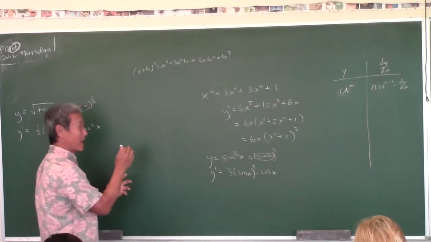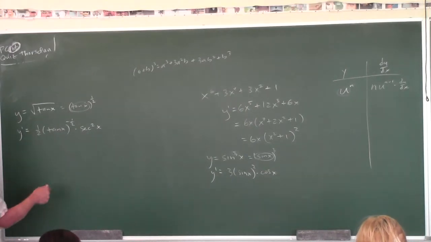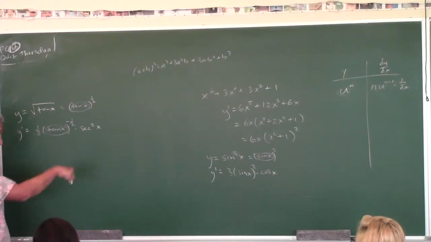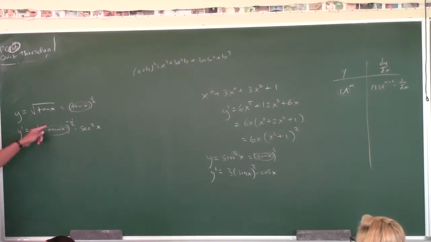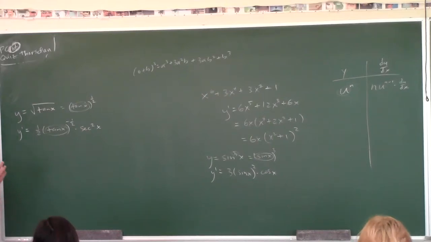Whenever you have box to the nth power, all you have to do is put the power in the front, reduce the power by 1, but then you gotta multiply by the derivative of box. So from this day forward, on quizzes and tests, if you do not multiply by the derivative of box, in other words, use the chain rule, that is a fatal error.